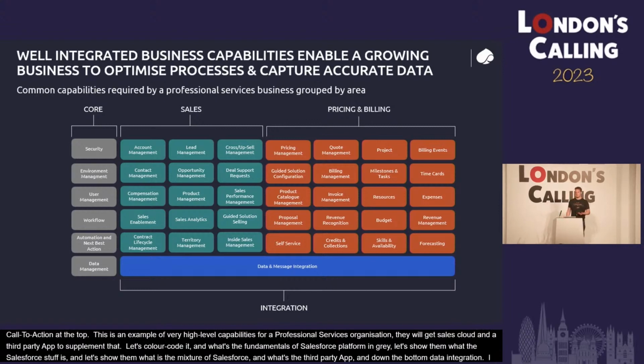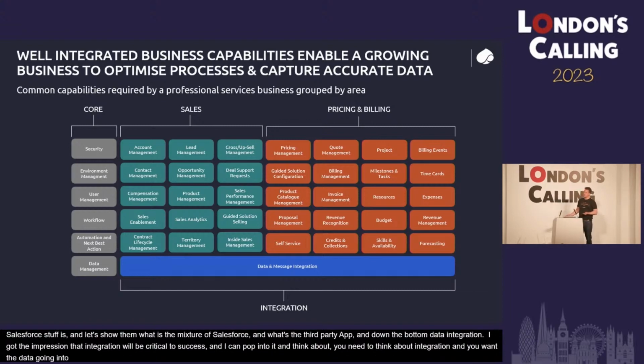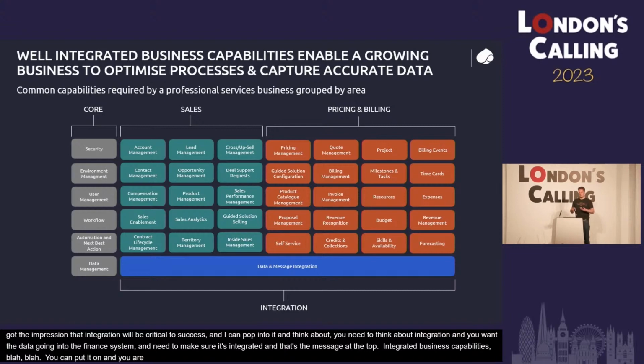because I already got the impression that integration was going to be critical to success, so I wanted to get it on a page in front of them so I can point to it and say, you need to think about integration because you want that data going into the finance system. We need to make sure it's integrated. So that's the message at the top. Well-integrated business capabilities, blah, blah, blah. So you can put that on, and then you're taking control of the agenda. You're then asking people to help you solve the problems that need to be solved.